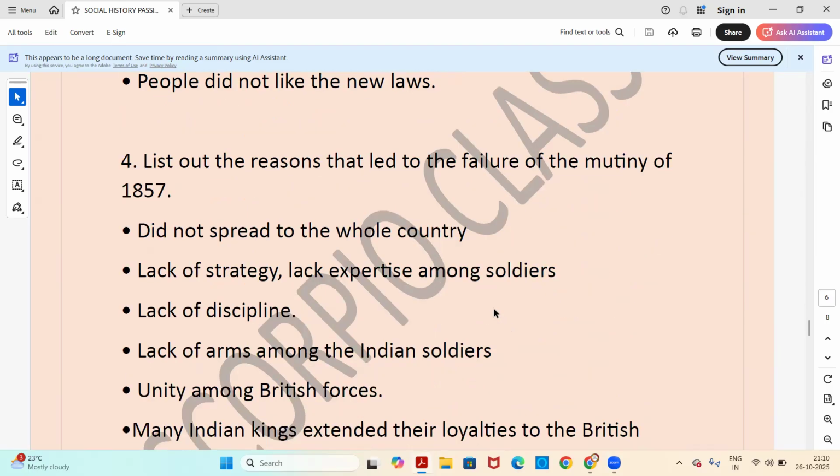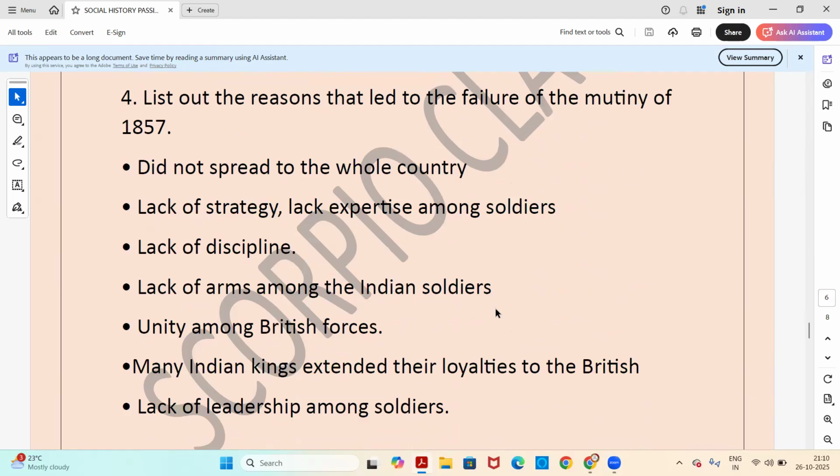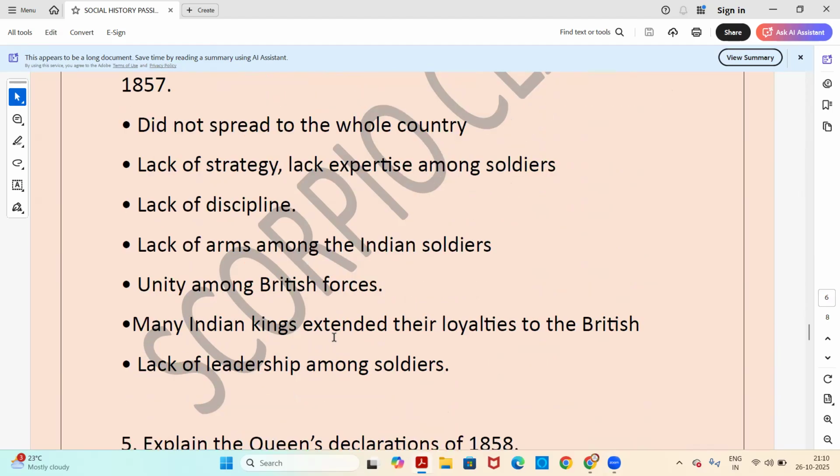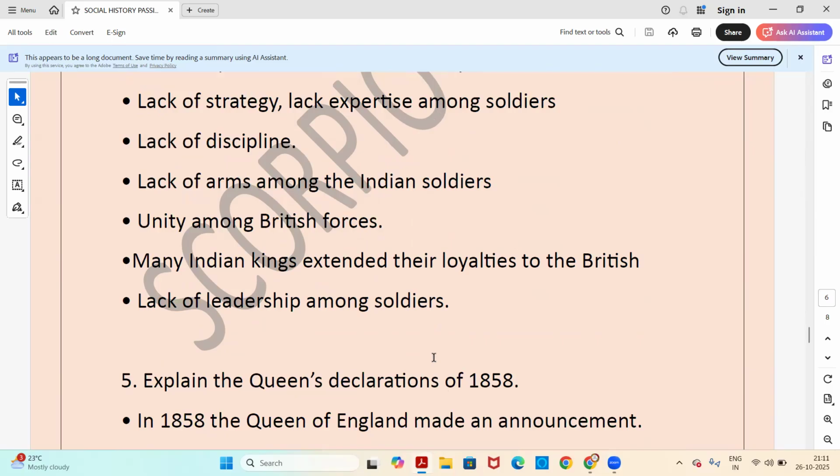Next, list out the reasons that led to the failure of the mutiny of 1857. Why was it a failure? Answer: it did not spread to the whole country. Lack of strategy, lack of expertise among soldiers, lack of discipline, lack of arms among the Indian soldiers, unity among the British forces. Many Indian kings extended their loyalties to the British and lack of leadership among soldiers. So these were the reasons for the failure.